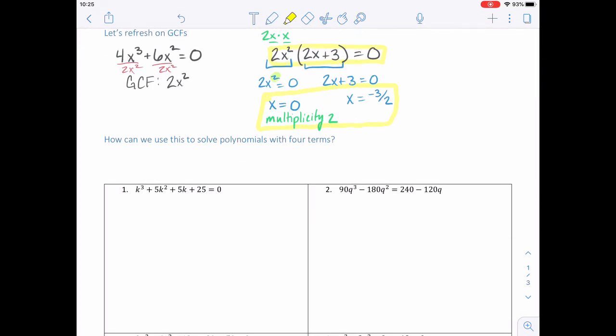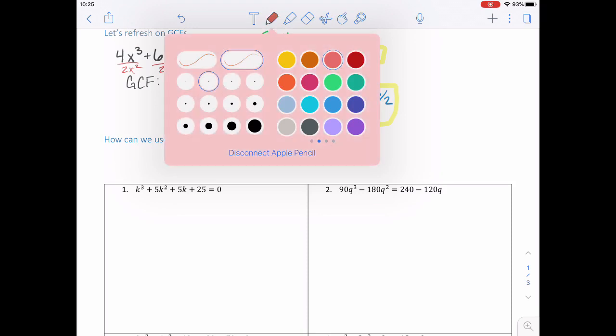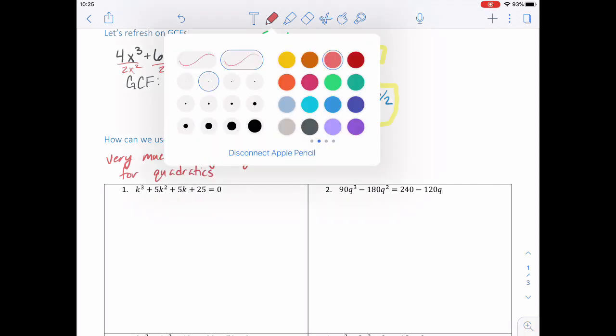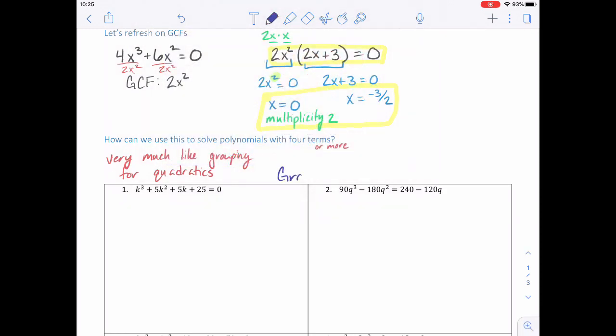So if we have a polynomial with 4 terms or more, what we're going to do is basically solve this like the grouping that we went over in our quadratic factoring review. So this is very much like grouping for quadratics. In fact, we call this method grouping. Grouping for us means we're going to use a grouping symbol, which is going to be parentheses. So we're going to group terms together.